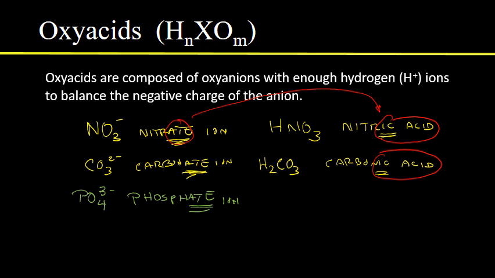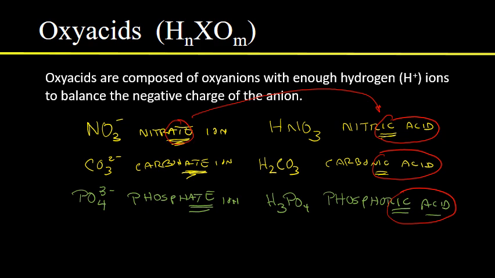All right, since that has a 3- charge, we would need 3 hydrogens. So the formula of the acid would be H3PO4, and then the name would fit the same pattern. Phosphoric acid.